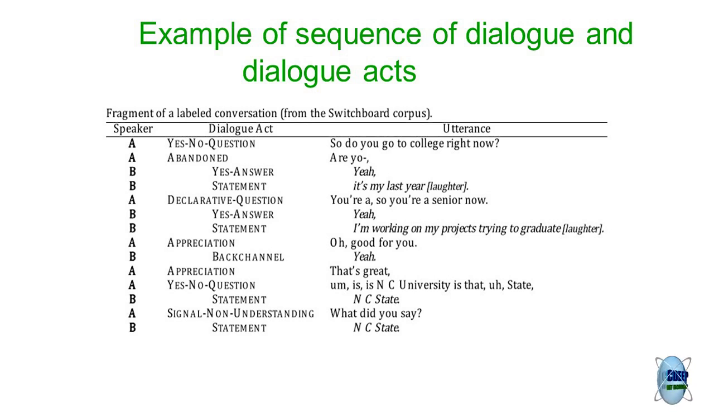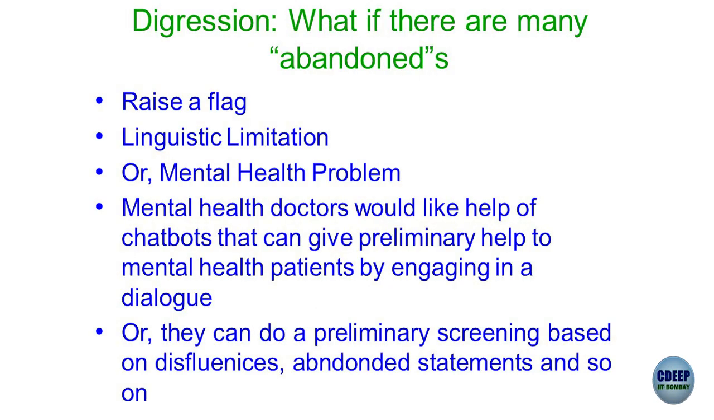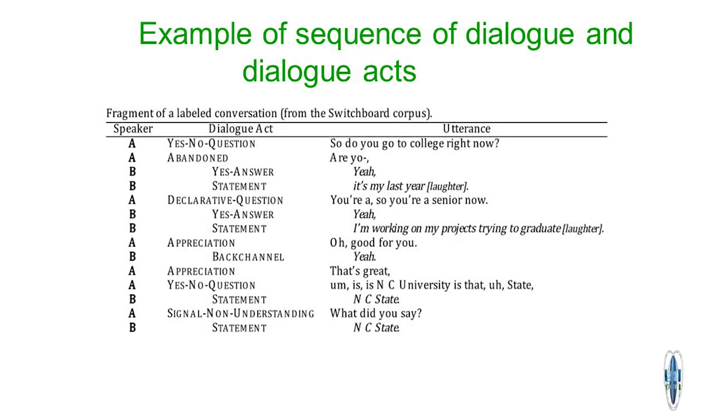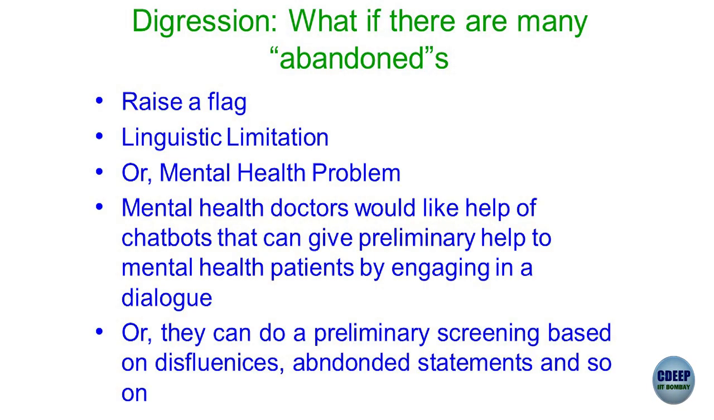Now, this kind of labeling and classification has found application in a very interesting problem, the mental health monitoring problem. So if you have many abandonments, the person cannot complete the sentence most of the time. Then it indicates some kind of disorder, either neurophysical or maybe psychological. So what if there are many abandons, raise a flag, it's a linguistic limitation or mental health problem. Mental health doctors would like help of chatbots that can give preliminary help to mental health patients by engaging in a dialogue.